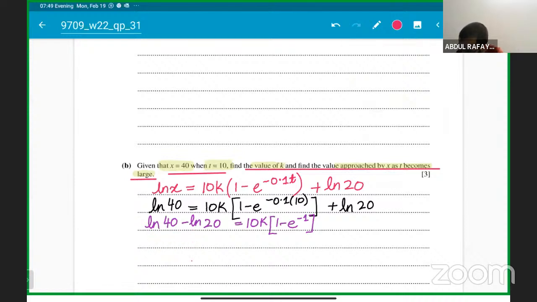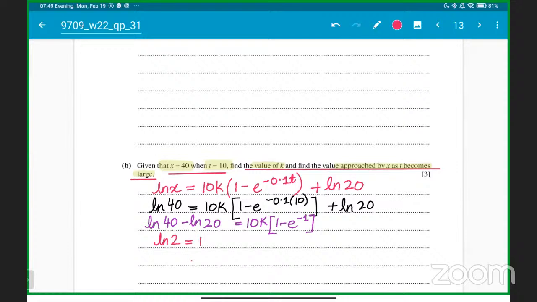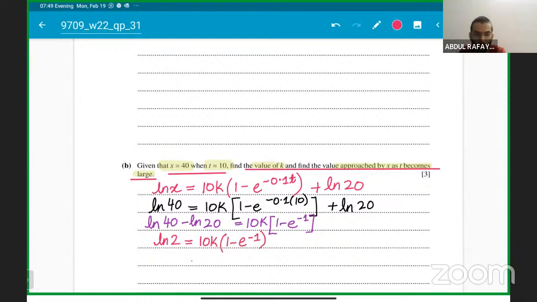So it will become 10 times ln 2. Anyone who didn't get ln 2, follow carefully here. It will be ln 40 divided by 20, because the bases are the same, so ln 2.